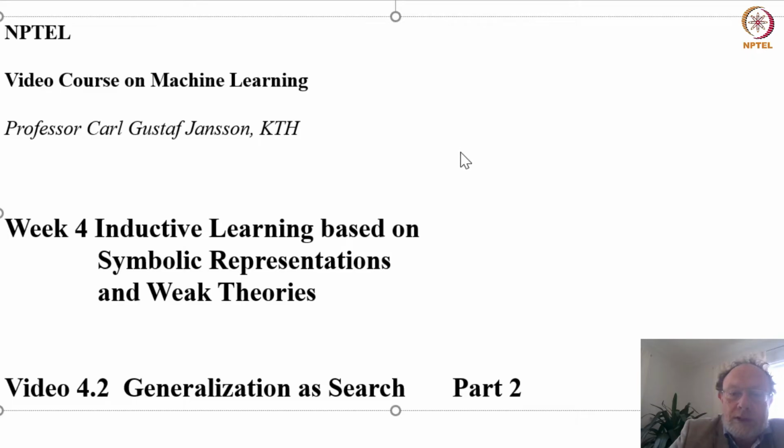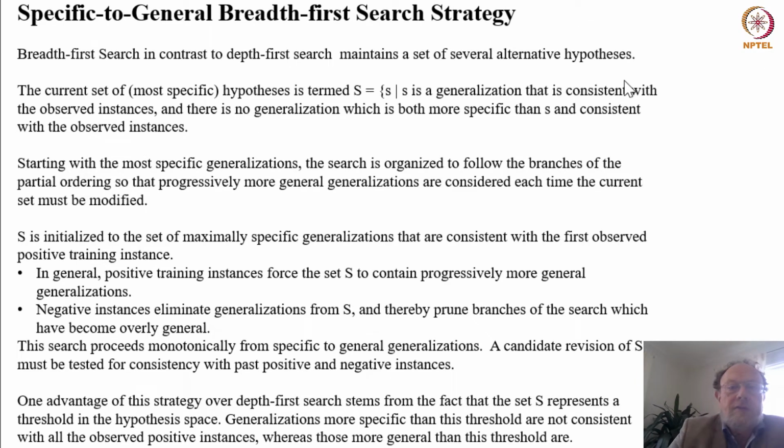We did look at the depth first search algorithm, and what we are now going to do is to look at the second kind of algorithm, the breadth first. So let's now turn to the breadth first search strategy. Also on this slide you can see it's termed specific to general, and we will come back to that prefix. So in contrast to depth first search, breadth first search maintains a set of several alternative hypotheses, not only one.